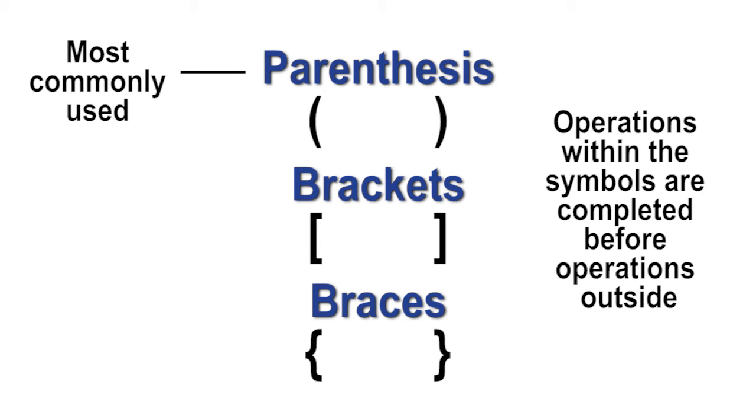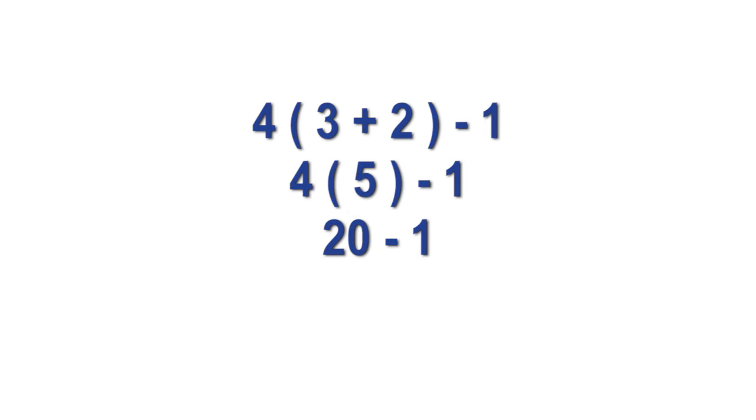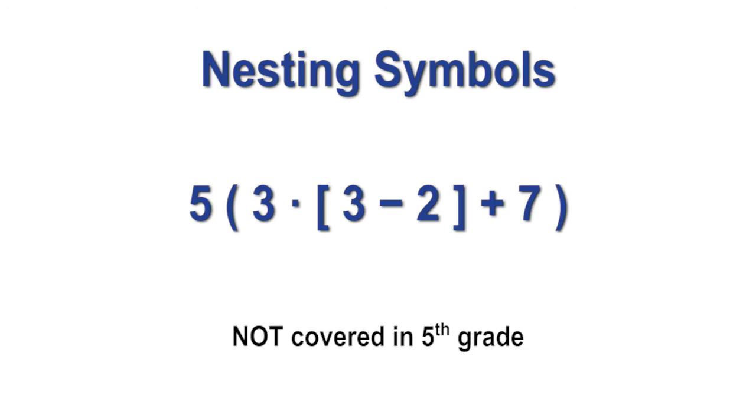For example, the parentheses in the expression 4 times (3 plus 2) minus 1 will be evaluated first. 3 plus 2 is 5. The expression now reads 4 times 5 minus 1. The next step will be to take 4 times 5, which is 20. Then 20 minus 1 is 19. In later grades, students will encounter situations in which parentheses, brackets, and braces are used in other mathematical contexts and in nesting situations. Students in 5th grade will not be nesting the symbols within each other.